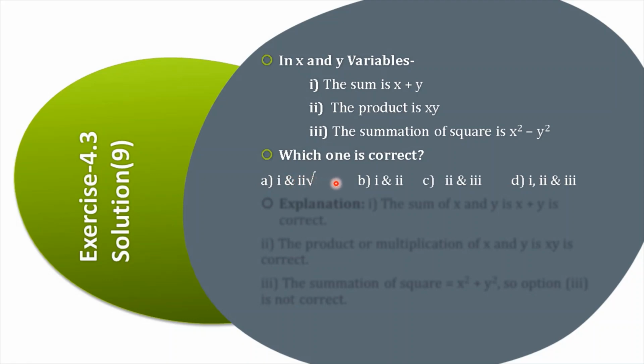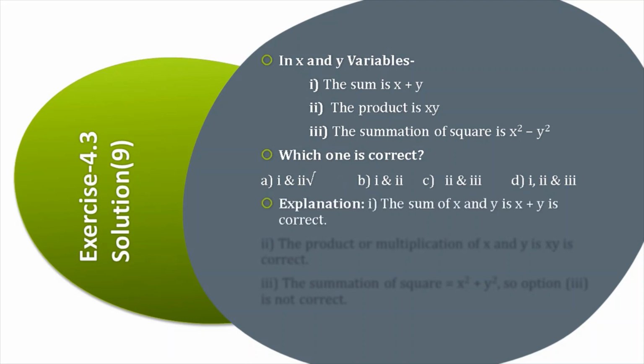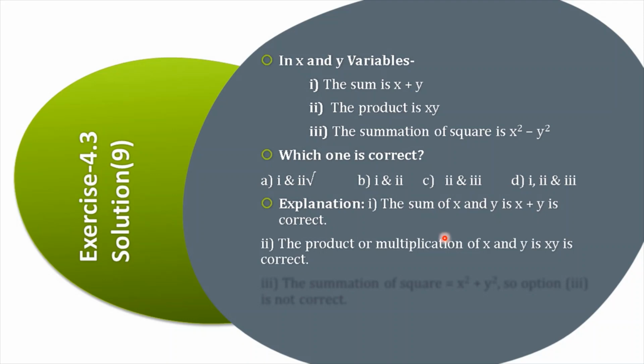Why are only 1 and 2 correct? Why not 3? This is the explanation, my dear. Number 1, the sum of x and y is x plus y. It is correct, as you can see. The product, or multiplication, of x and y is xy. It is also correct, my dear.